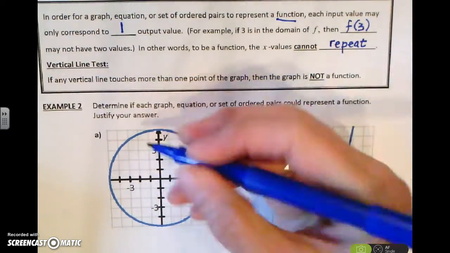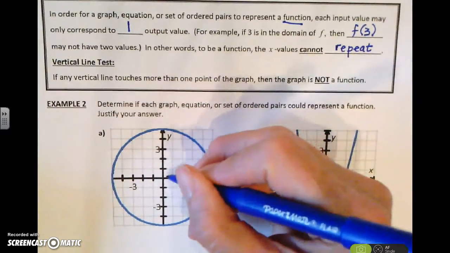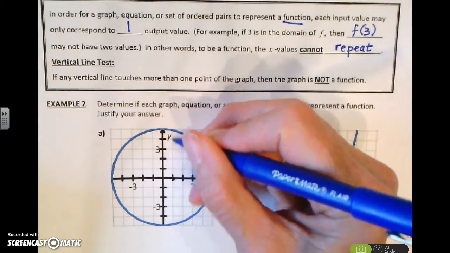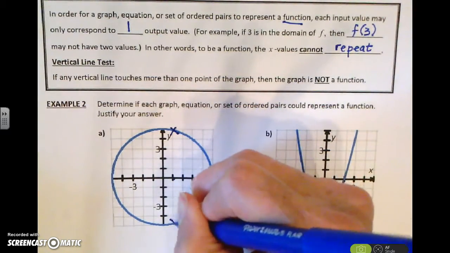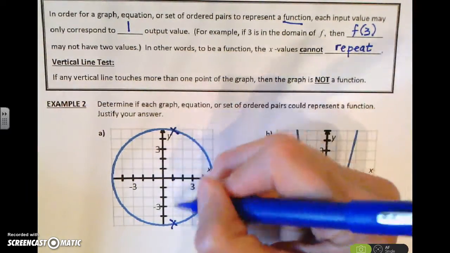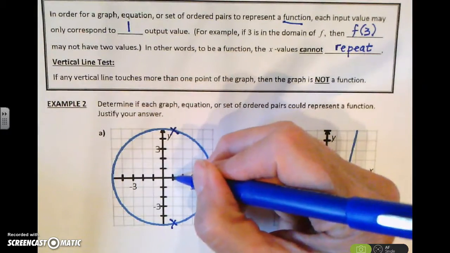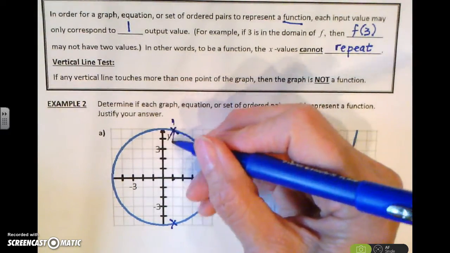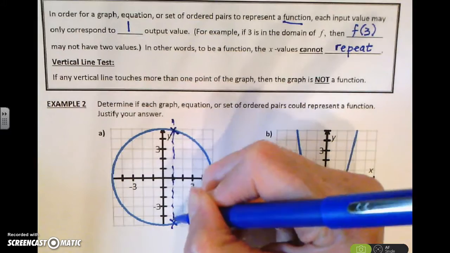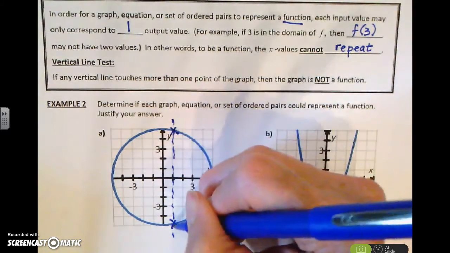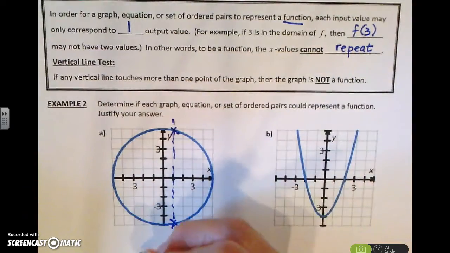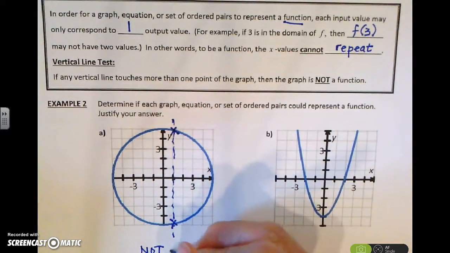So for a graph, if I input a 1, my output is here, but my output is also here. So for this particular graph, this one input gives me two outputs. And that's why the vertical line test works: if I can draw a vertical line and hit the graph in two different places, it is not a function.